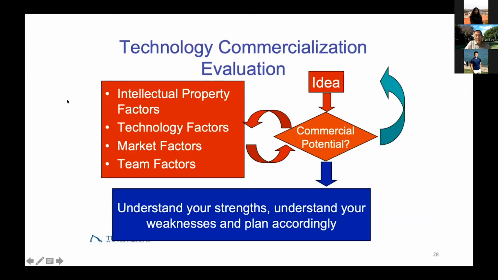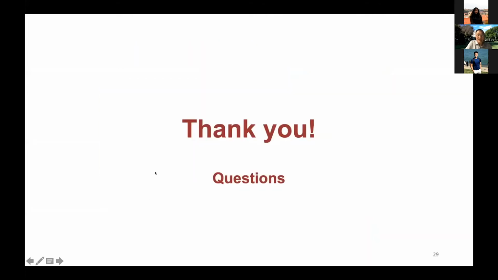And again, for technology and commercialization evaluation, it starts from an idea and goes to finding the commercial potential. We need to go through the 4 factors, understand your strengths and your weaknesses, and the team has to plan really well accordingly. Thank you. Now you can ask questions.